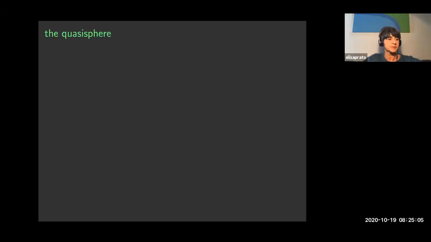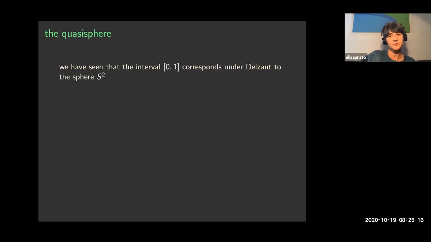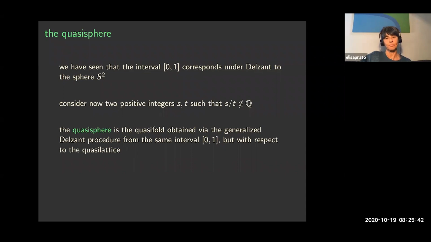Now I want to go over some examples, and the example that is the simplest is the quasisphere. Actually, this example does not come from a non-rational polytope. It comes from the interval [0, 1], which, as we have seen, corresponds to the sphere S2 under the classical Delzant construction. But we changed the quasilattice. We replace Z2 with a quasilattice, and we take two positive numbers.